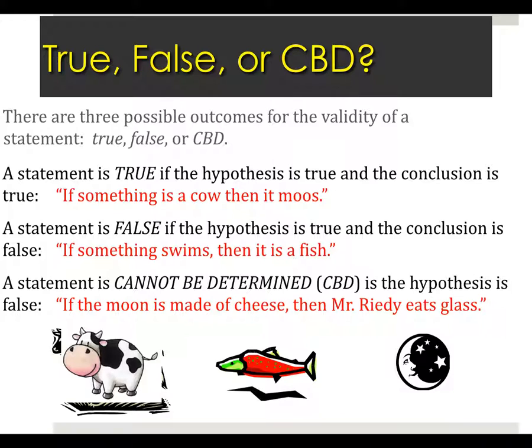If something swims, then it's a fish. Can you find something that swims? Yes. Is it a fish? No. Could be human, dolphin, whatever. Here's the third case. If the moon is made of cheese, then Mr. Reedy eats glass. Do I eat glass? I don't know. Maybe. Okay, and this is the important thing. There is no answer to that. It cannot be determined because according to this statement, you only know if I eat glass if the moon is made of cheese.